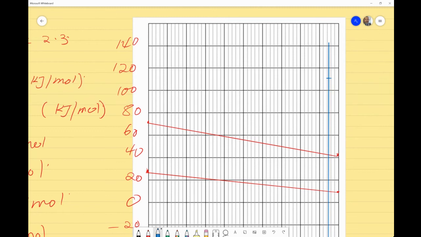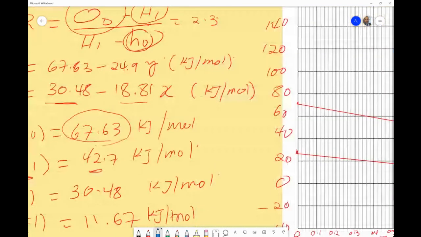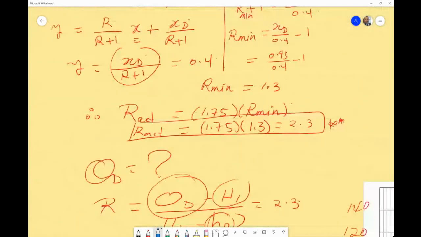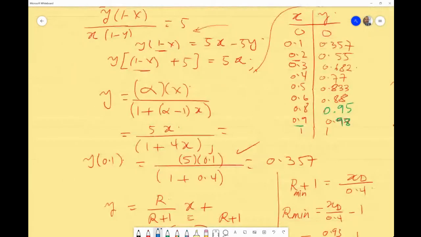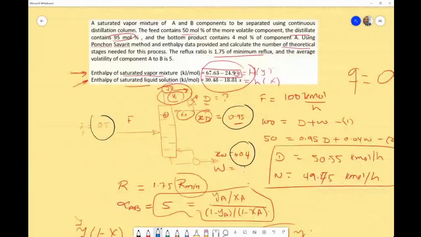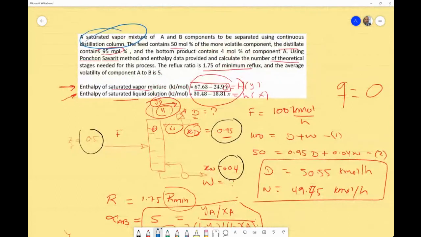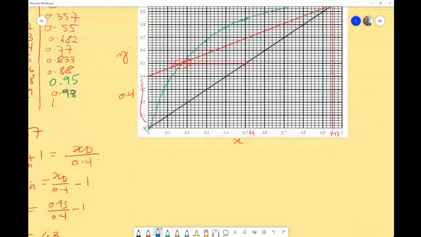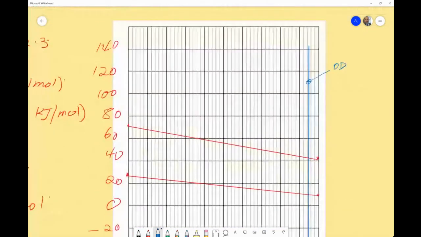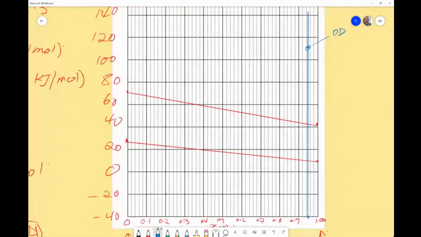This is your OD here, and this is going to be fixed here. Now, what about this feed stage here? Where's my feed stage? Where's my feed location? Go back to the problem, and I know it says here saturated vapor. So if it is saturated vapor, it's going to be located exactly on the line of H capital here. And the composition is basically 0.5. So I come back to the same here at 0.5, and this is going to be my feed point here. This is my feed here.